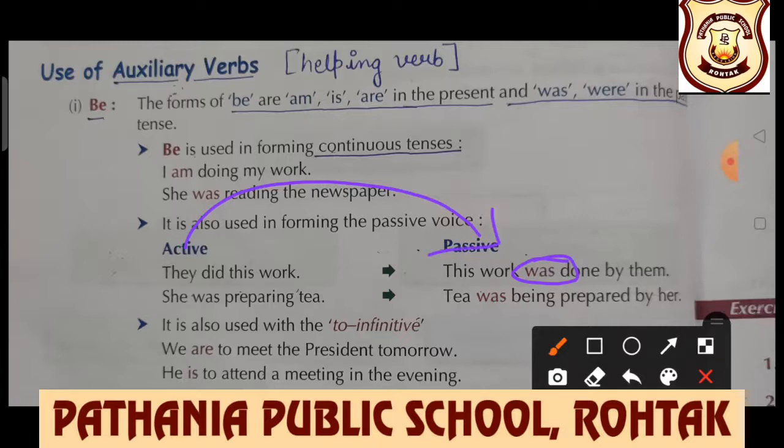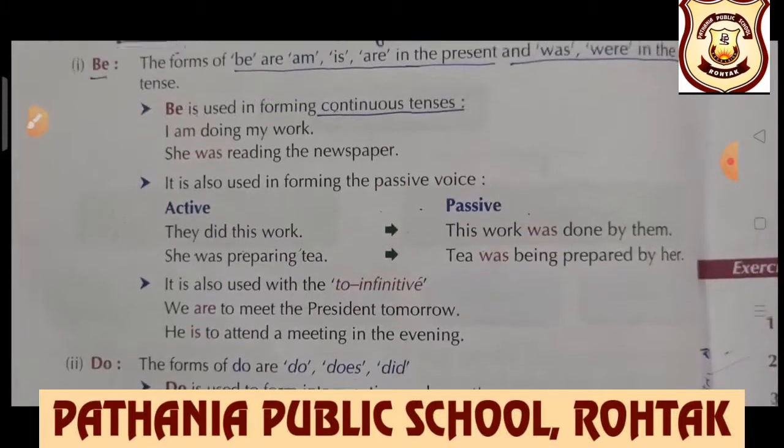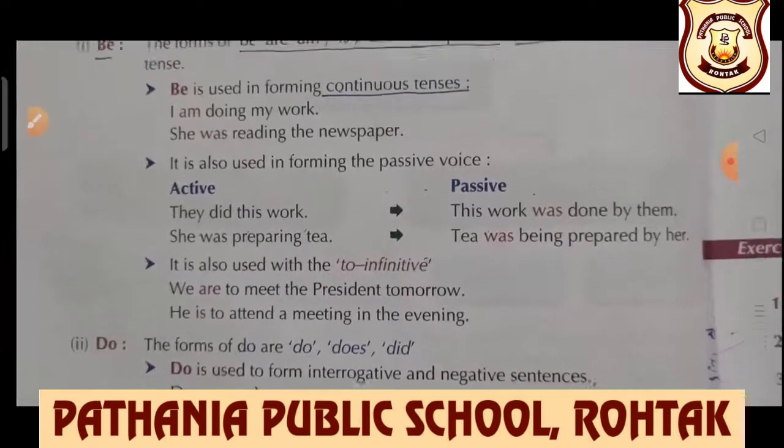Of course, it is also used with to infinitive. To infinitive means to plus the first form of the verb. We are to meet the president tomorrow. To meet, we are to meet. He is to attend. So with to infinitive also, the forms of be, that are is, am, are and was, were are used.